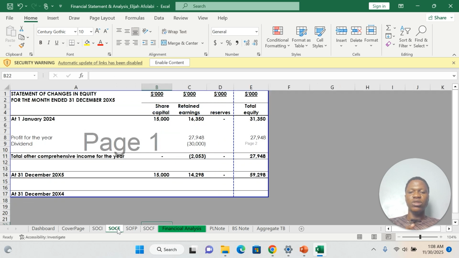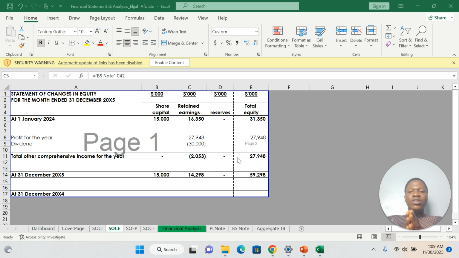Now let's move to the statement of changes in equity. This only explains to us how the owner's fund changes during the year. For example, you will see that at the beginning of the year, the ordinary shares, those who own shares in the business, are valued at 15,000. The retained earnings, those are the profits we have kept over the years in the business for the purpose of expansion, is also 27,000.